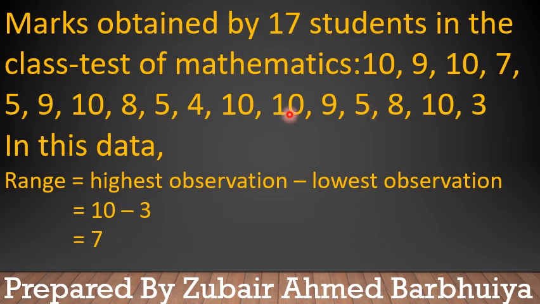This is an example I have taken. Marks obtained by 17 students in the class test of mathematics are as follows: 10, 9, 10, 7, 5, 9, and so on. In this data, range equals highest observation minus lowest observation. The highest value is 10 and the lowest value is 3. Highest minus lowest equals 7, and 7 is called the range of this data.